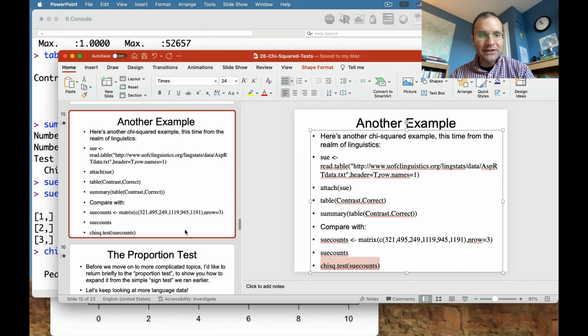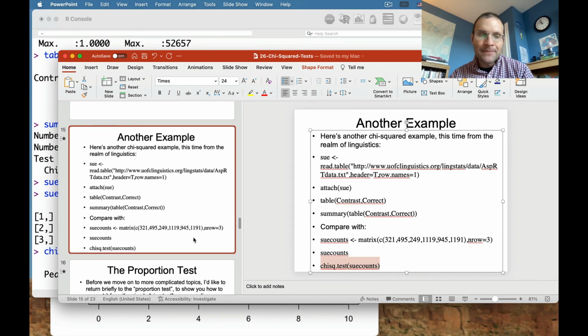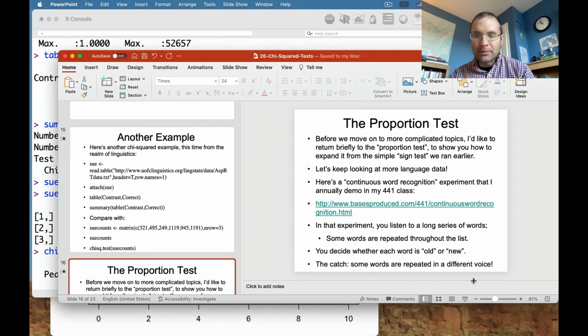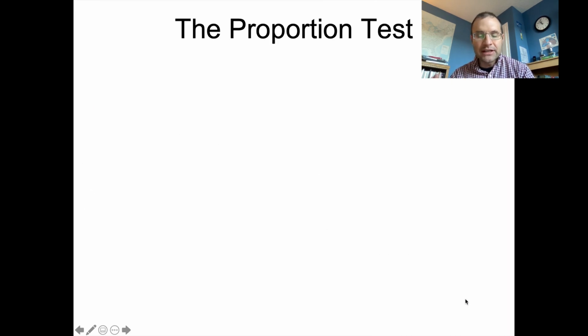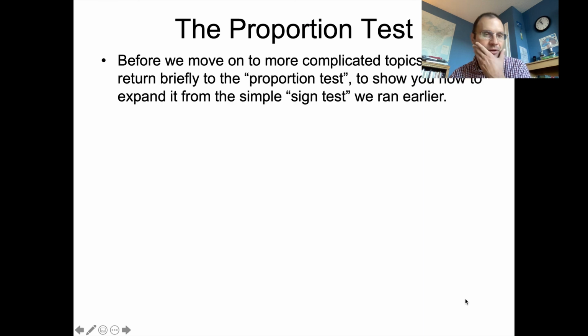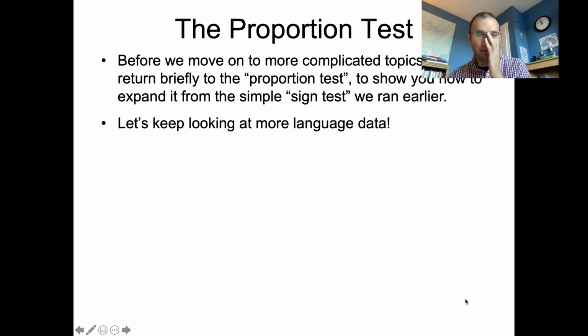Okay, so that's basically what I'm going to say about chi-squared tests. Otherwise, I'm going to move on to proportion tests, which we've seen before in a simple version, but wind up being related to chi-squared tests in an interesting way. So before I talked about the binomial test, or the sign test as a different name for it. This is basically the same thing, but in this case, I want to look at some more language data.